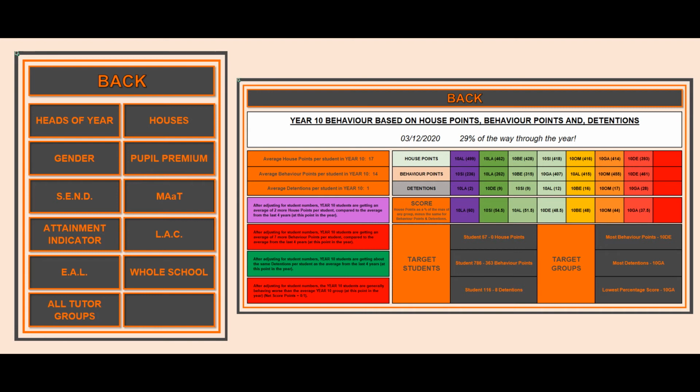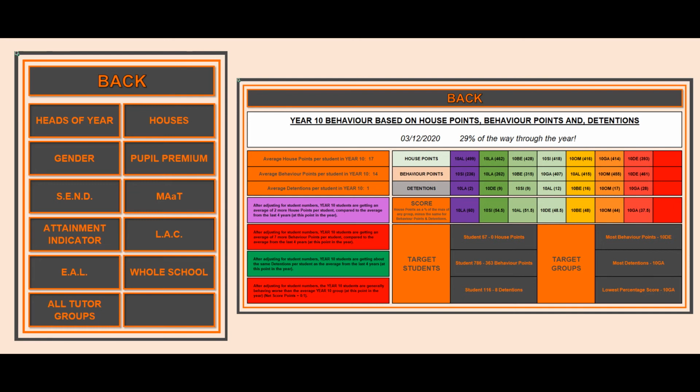Underneath that, it happens to be red, and that says after adjusting for student numbers, Year 10 students are getting 7 more behaviour points per student. So yes, we are getting more house points, but we are also getting a lot more behaviour points. So maybe there's not actually the great success story that I'm talking about.